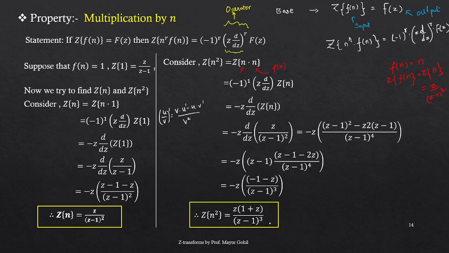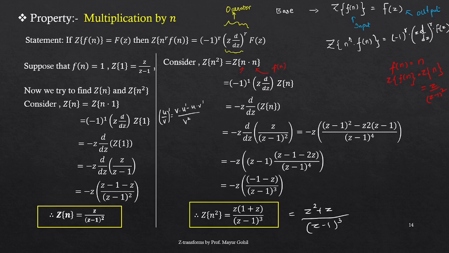Or further, if you want to simplify this, you can write this as z square plus z divided by z minus 1 the whole cube. Please remember these two formulas all throughout because we would need them at a later stage when we do inverse z transform. Okay, so these are very important formulas that we will need.